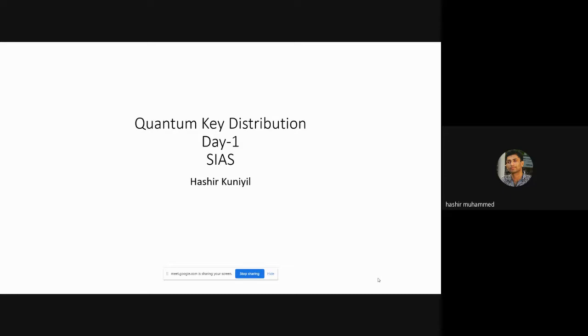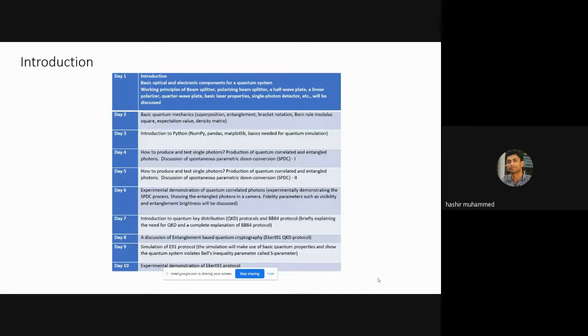This is the beginning of a 10-day lecture series about quantum key distribution. This is the first day of the lectures, and I'll be going through these topics during these 10 days. I will start with an introduction to quantum key distribution, where I will talk about why we care about it. Basically, we want to implement a physical system in this program.